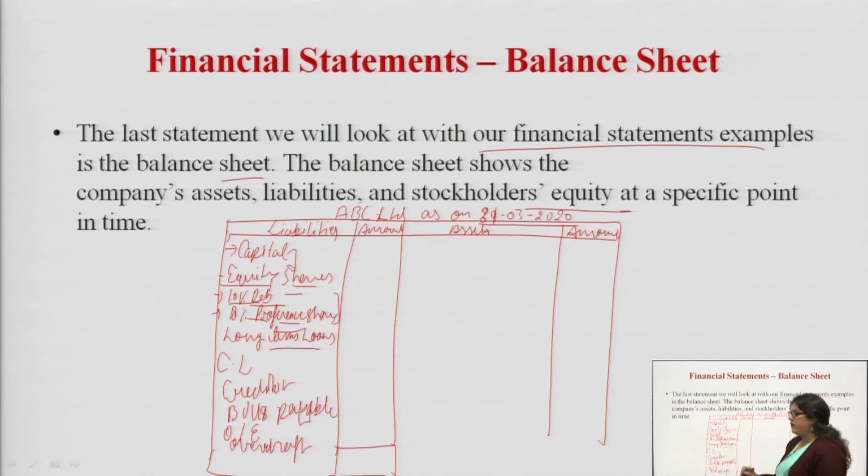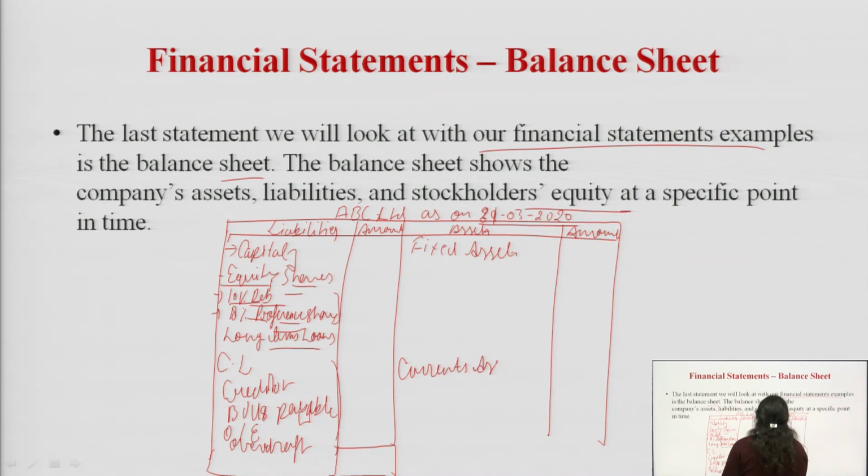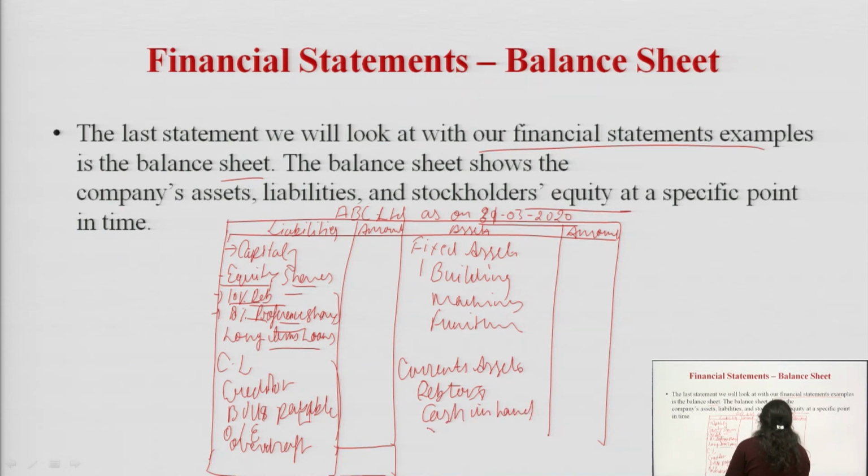And other are the long term loans, if you have taken any bank loan. So, these are your current liabilities. On the asset side, we include your fixed assets and your current assets. What are these? These may be building, machinery, furniture, and so on. And the current assets could be your debtors, cash in hand and cash at bank, and many more. So, the balance should always be equal.